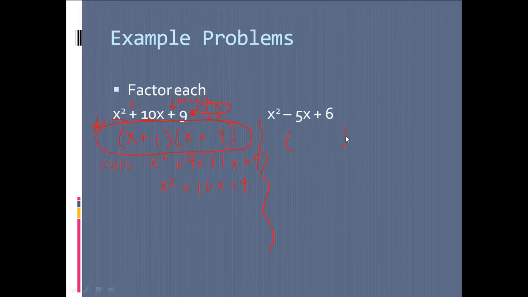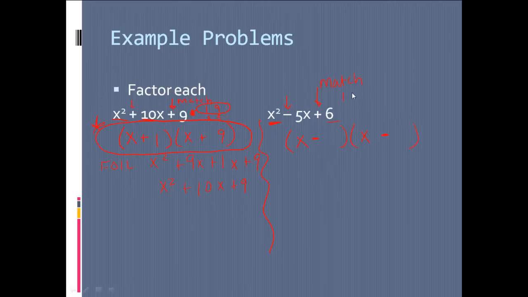Okay, here's another one. Look at my front term, x squared. The only things I can multiply together are x and x. Now I look at my plus sign, and that means that my signs in my binomials are going to match. When I look up here, that means they match as negatives. So I'm going to have two minuses.